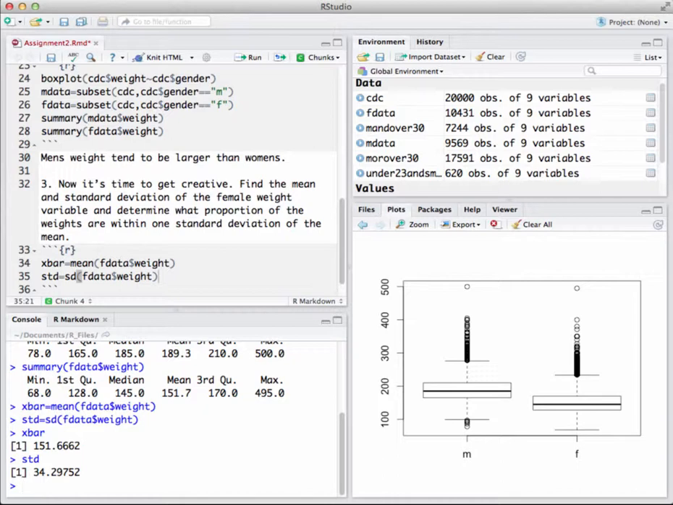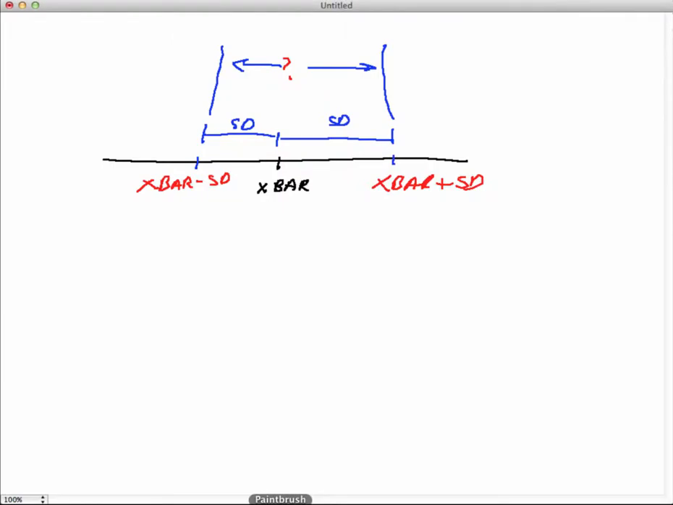So let's go back and take those two numbers. They're basically 152 and 34. And so if I come back to my drawing for a minute, the mean here was 152. So this value right here, change colors here one more time, this is 152 plus 34. And this is 152 minus 34. In other words, that's what those numbers are.